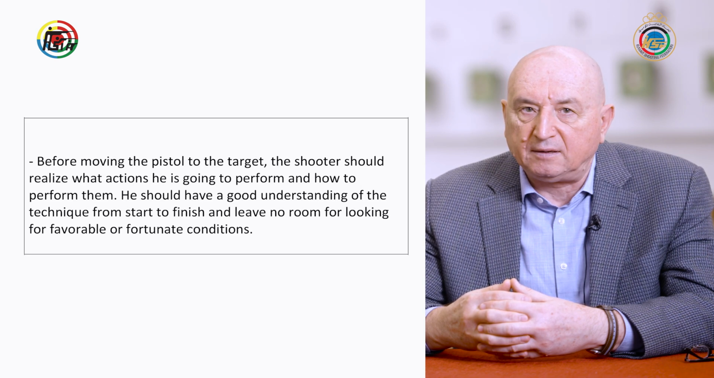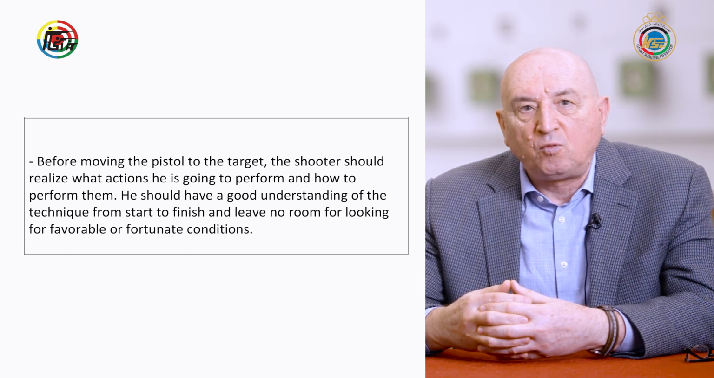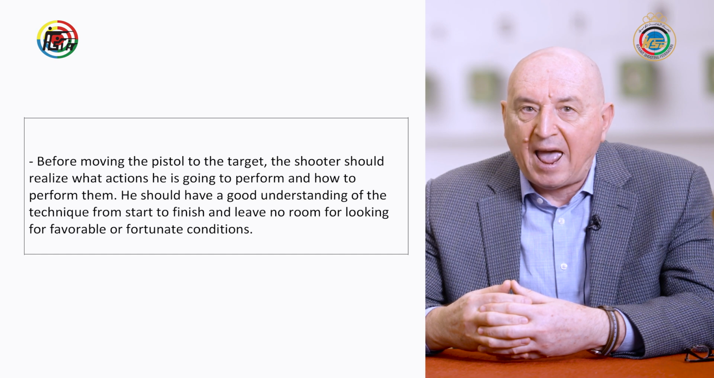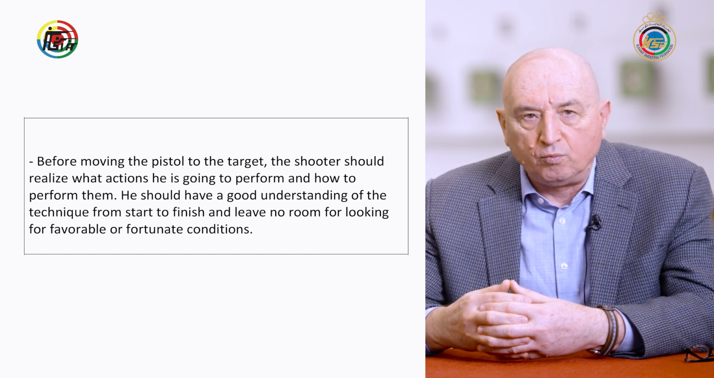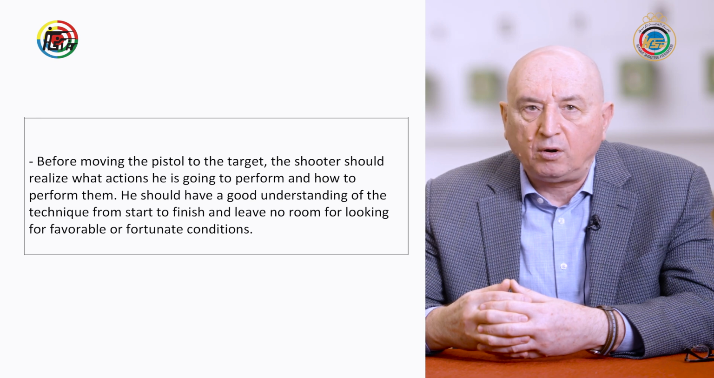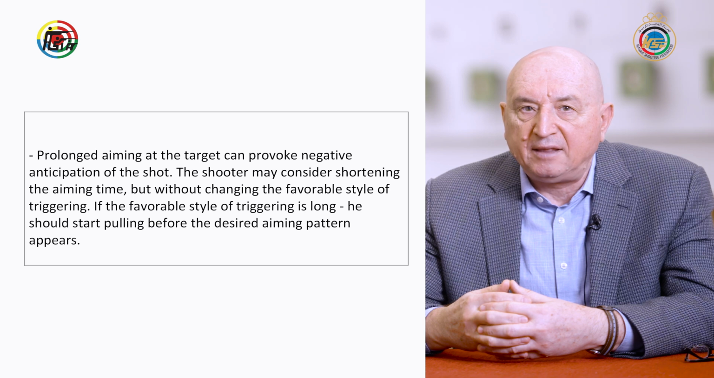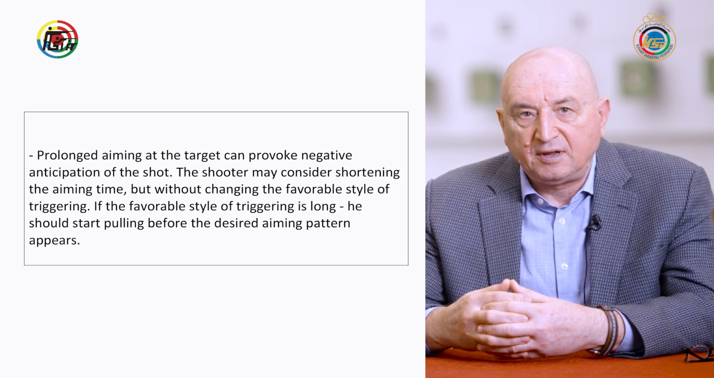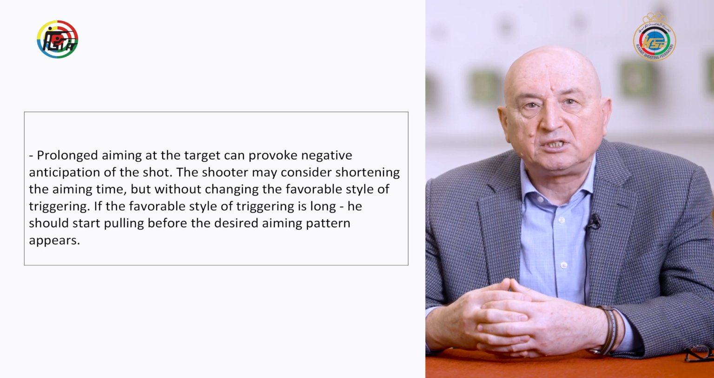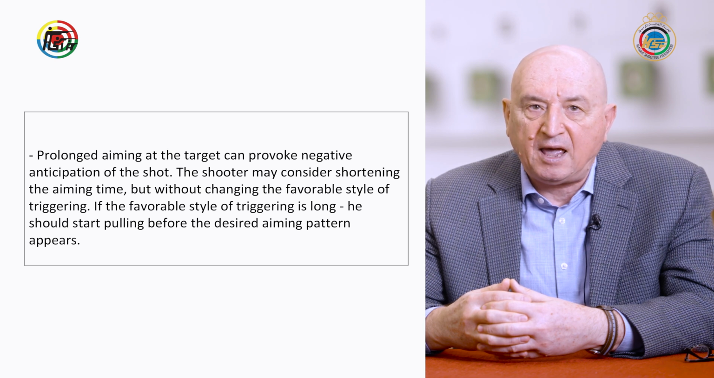Before moving the pistol to the target, the shooter should realize what actions he is going to perform and how to perform them. He should have a good understanding of the technique from start to finish and leave no room for looking for favorable or fortunate conditions. Prolonged aiming at the target can provoke negative anticipation of the shot. The shooter may consider shortening the aiming time, but without changing the favorable style of triggering. If his favorable style is long, he should start pulling before the desired aiming pattern appears.